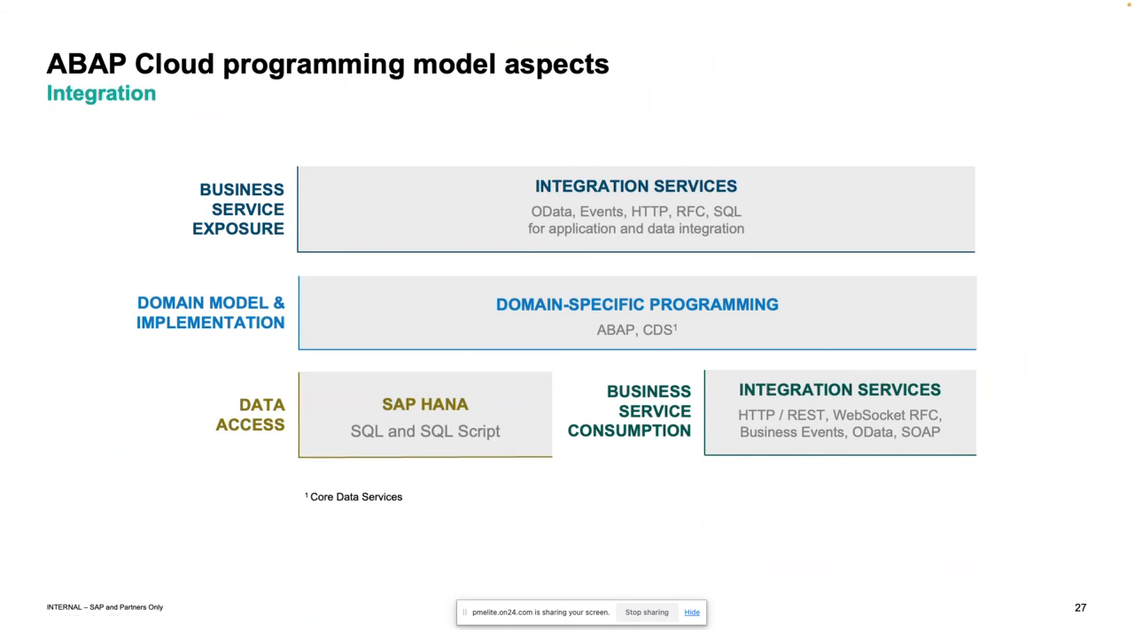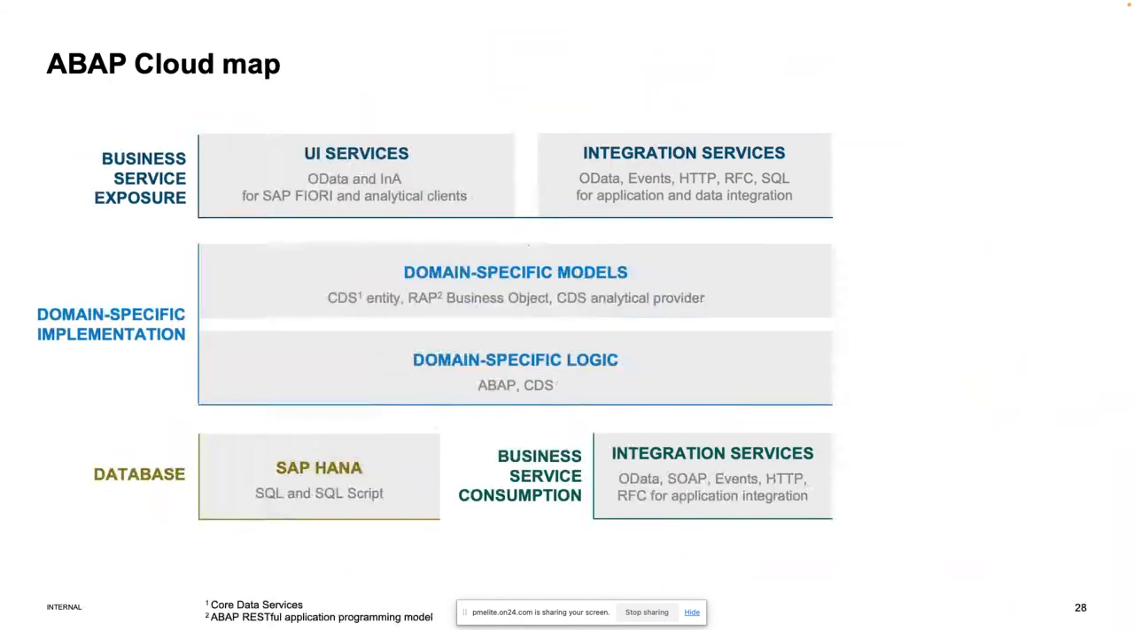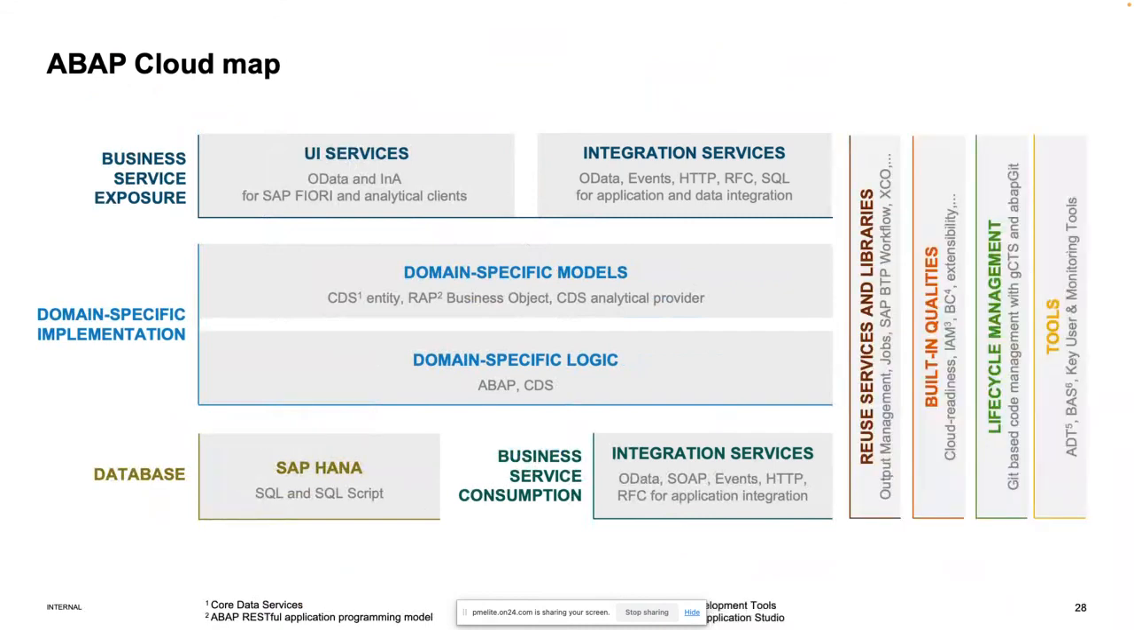For that, we have introduced the so-called service consumption model, which helps you get those things done. The whole map in abstract looks like this, and following the terminology, this is our main architecture, how we drive our cloud forward. We give you a common programming model for the different use cases and aspects you have to deal with, transactional, analytical, and integration, but without losing the classical reuse services and qualities you had with ABAP.